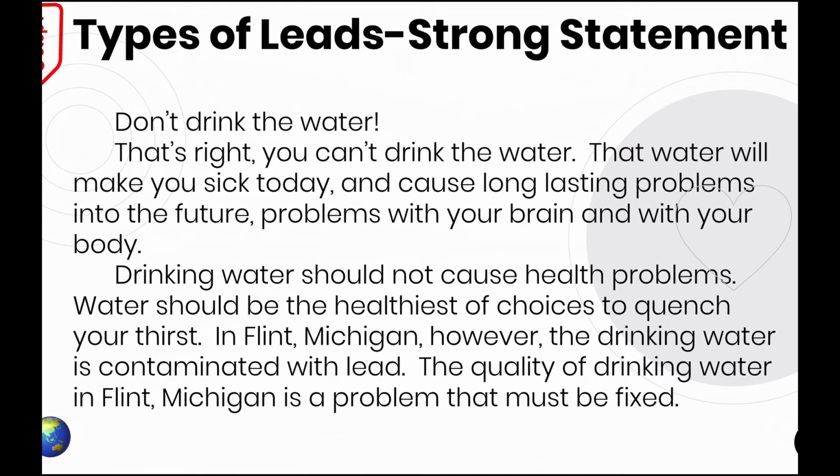Another type of lead is a strong statement. Don't drink the water. That's right. You can't drink the water. That water will make you sick today and cause long-lasting problems into the future. Problems with your brain and with your body. Drinking water should not cause health problems. Water should be the healthiest of choices to quench your thirst. In Flint, Michigan, however, the drinking water is contaminated with lead. The quality of drinking water in Flint, Michigan is a problem that must be fixed.